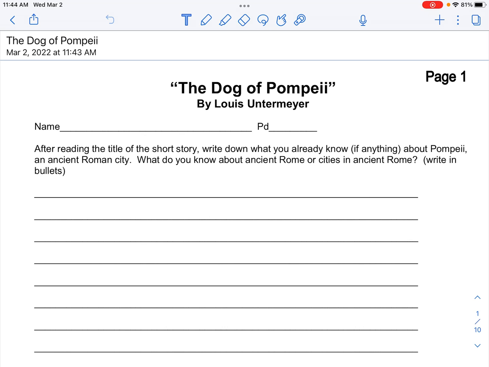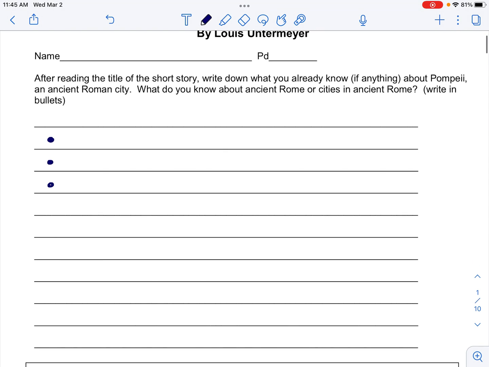So what that means, for those of you who are not sure what bullets are, you could easily, right here, I'm sorry. So a bullet, what do I know about it? I know that Roman cities, whatever. So you're going to create some bullets about things that you already know about Pompeii. Again, this is a Roman city.